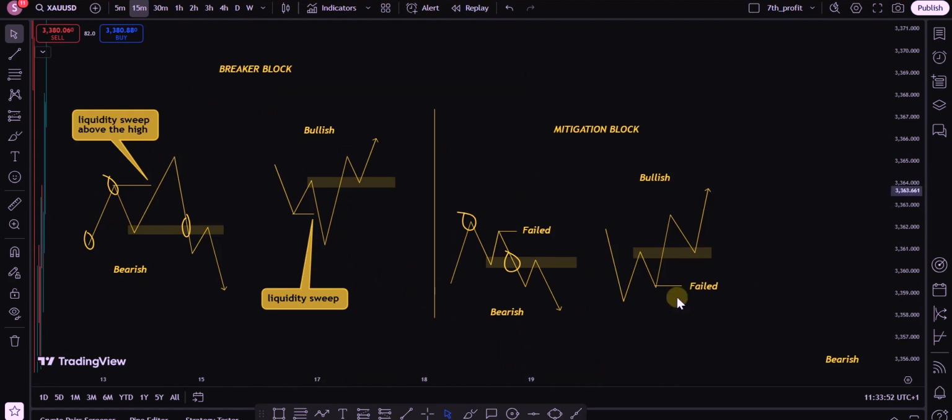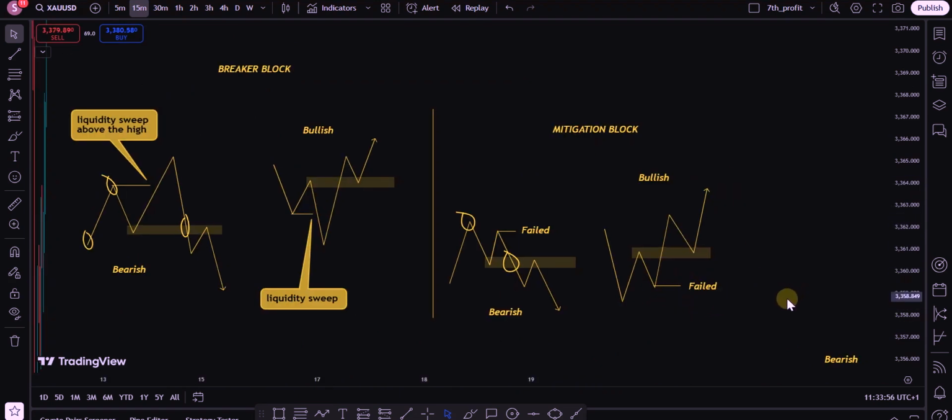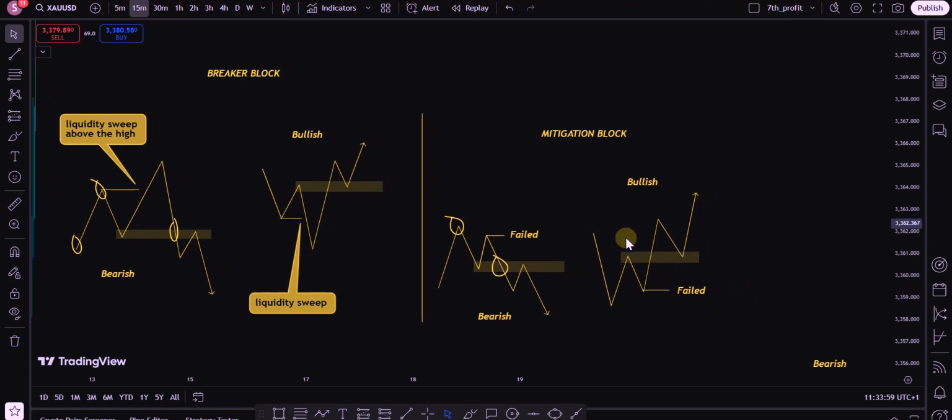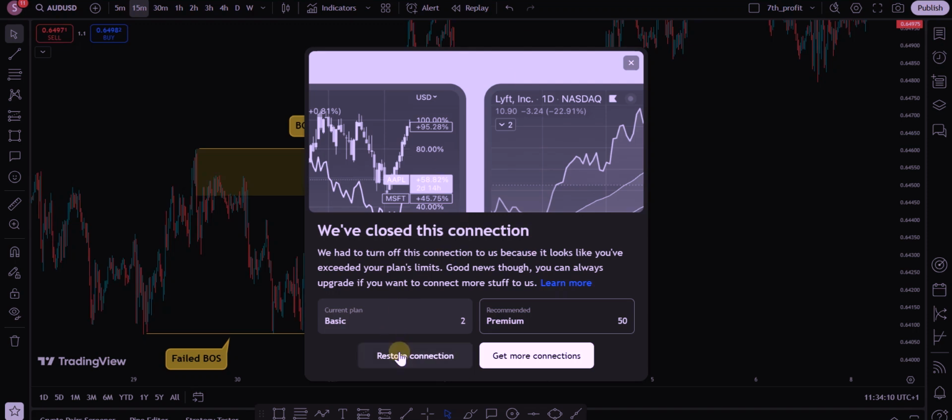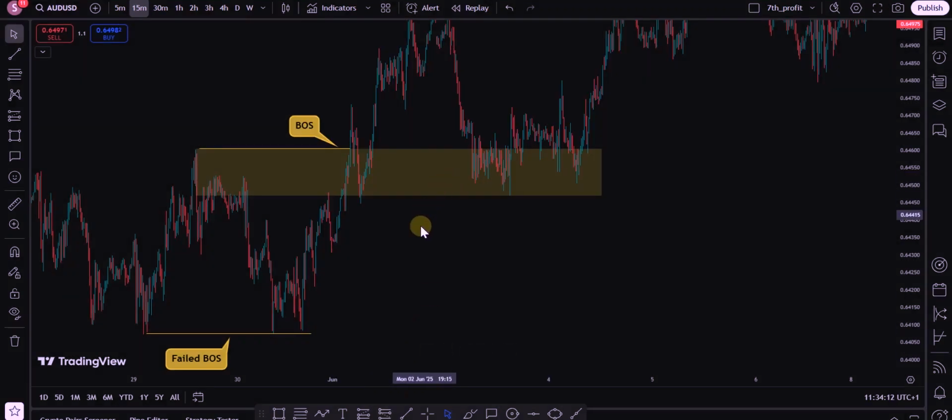So let's move to what? A bullish mitigation block. Remember, this guy too must fail. We must not have a run of liquidity to the downside. He must fail to take out the low, right? So let's see. Sorry about my network, guys.